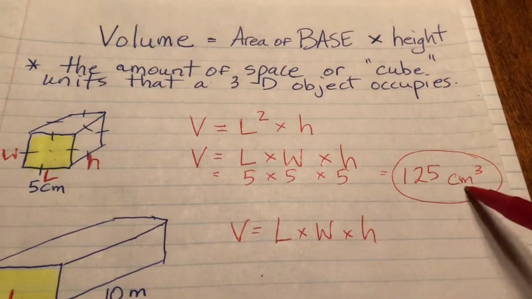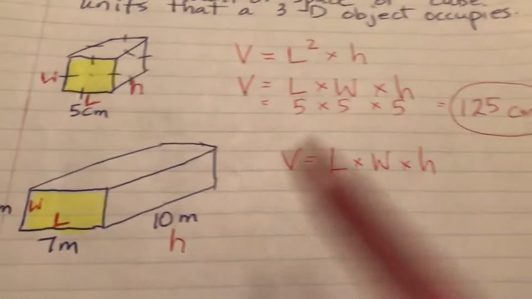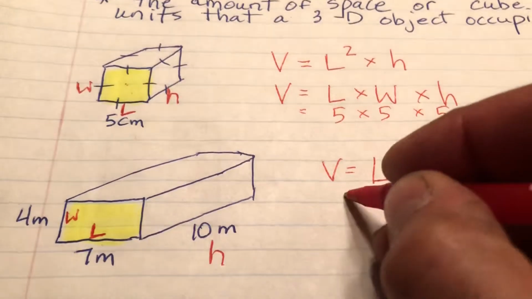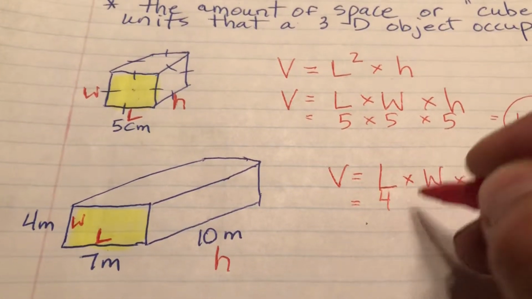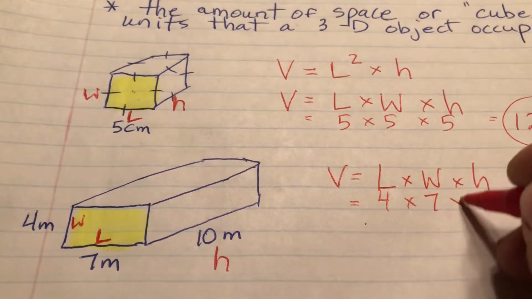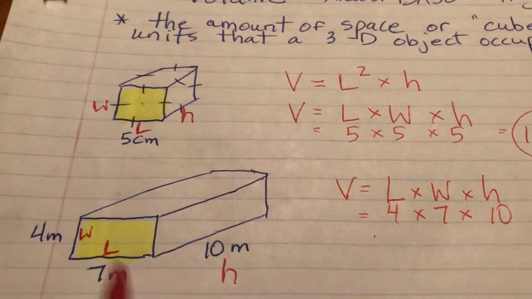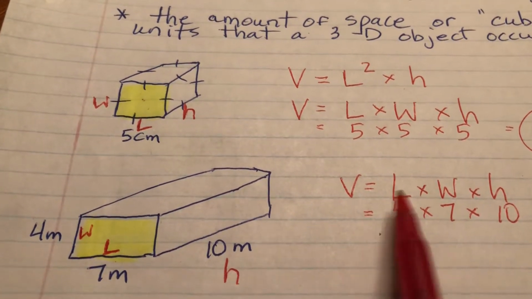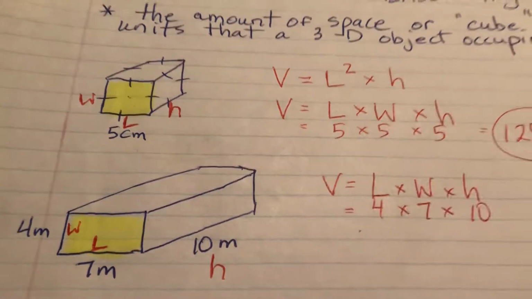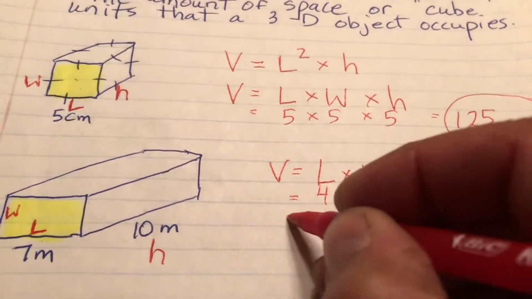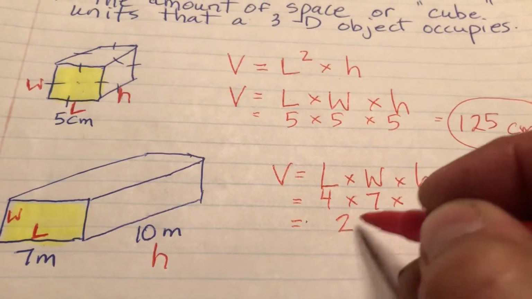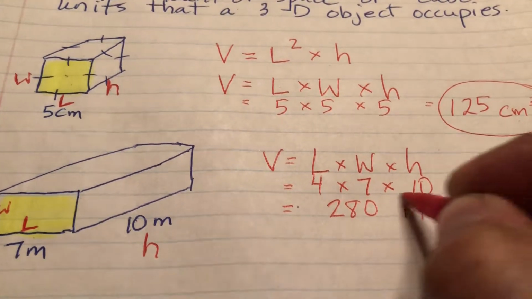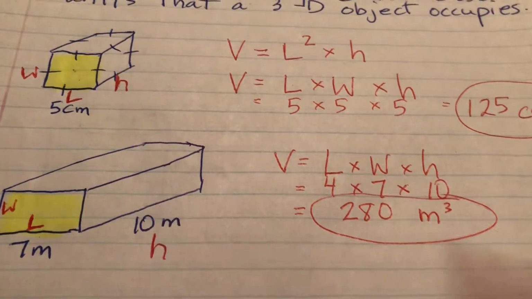This is the volume of this cube. The volume of this rectangular prism is found with the same formula. So we go length 4 times 7 times 10. So 7 times 4 times 10. It doesn't really matter as long as you're multiplying all the numbers together, all the dimensions: length, width, height. And so that equals 280 meters cubed. We have to watch that we use the same units.